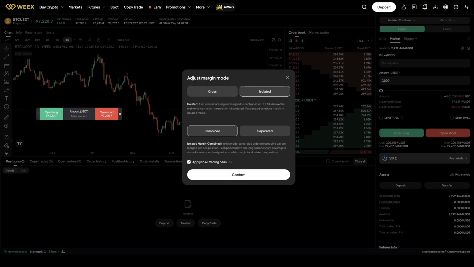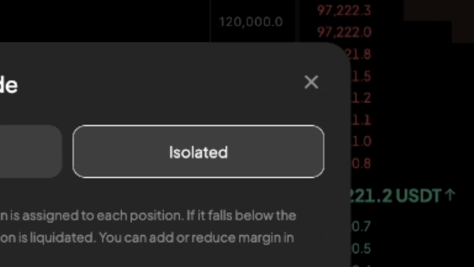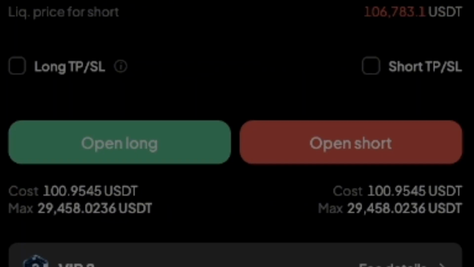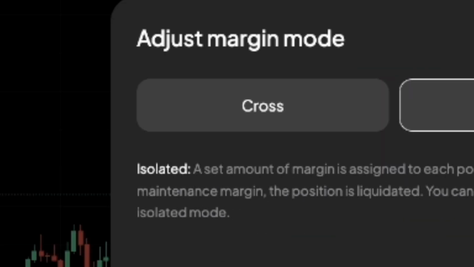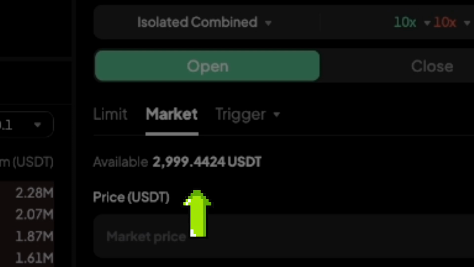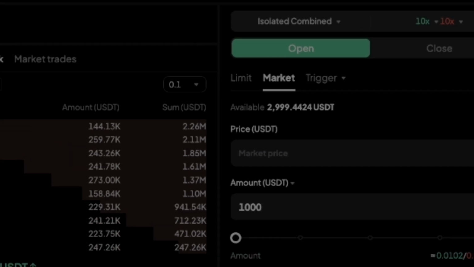Here's the fastest way to understand this. Isolated margin basically means your trade is in a box. It can only lose what's in the box. Your other money is safe behind the wall. And cross margin means all your trades share the same wallet. They're connected and they can borrow from each other, and they could also kill each other at times. Now that is at a high level.